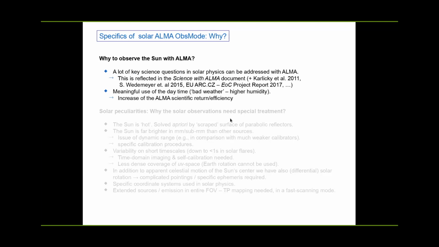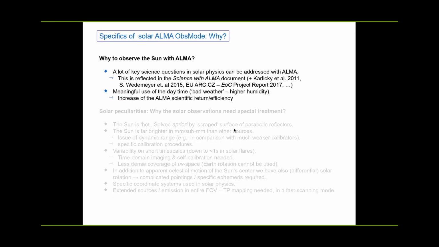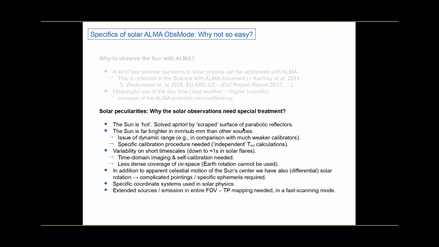So let me first introduce what the specifics of the solar observing mode are. First, why observe the sun with ALMA? Of course, there are a lot of key science questions that solar physicists would like to answer, and ALMA is an absolutely great tool to help. It's not an exception, it's true in all of astrophysics. Moreover, during the daytime, sometimes the humidity can be higher and we have bigger absorption. Still, we are able to observe the sun, so it is a meaningful use of the daytime. So this is the reason why to observe the sun, and why it is not so easy.